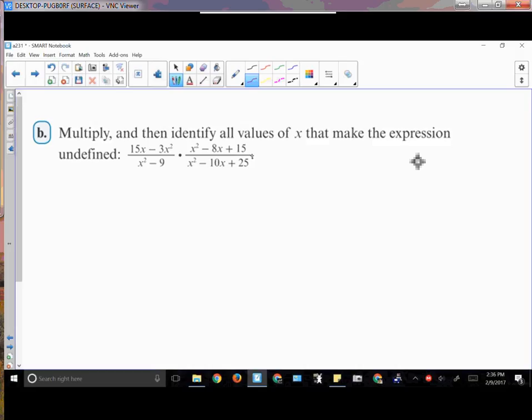Now it does say multiply and then identify all of the values of x that make the expression undefined. There is a way of doing this so that it makes life a lot simpler. What we are going to do is simplify each one of those first before we go through and multiply. Okay? So, I'm going to start with the first one up here. I've got 15x minus 3x squared. Well, if I look at this, I should be able to factor out a 3x. So that leaves me then with 5 minus x on the inside.